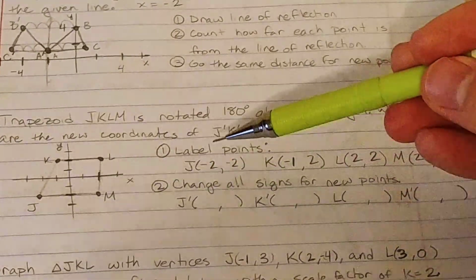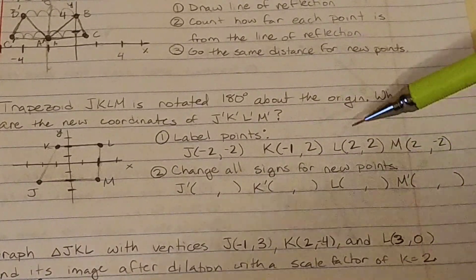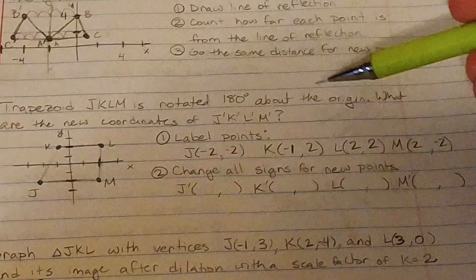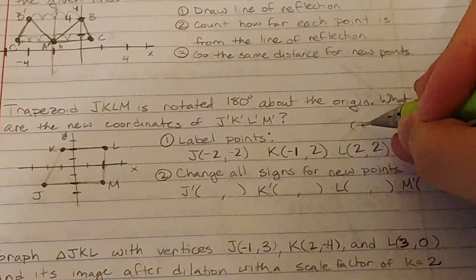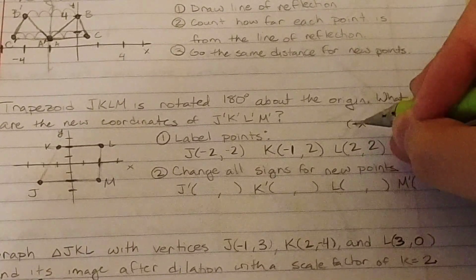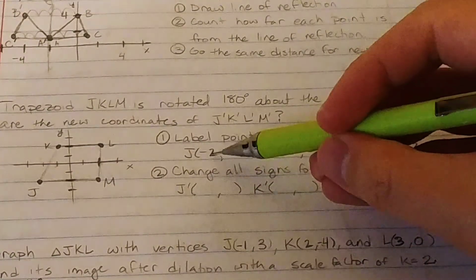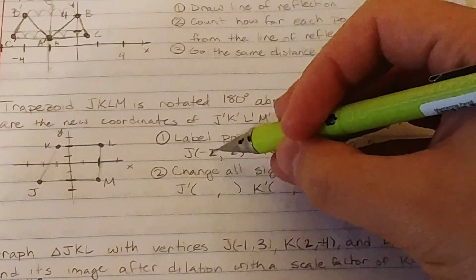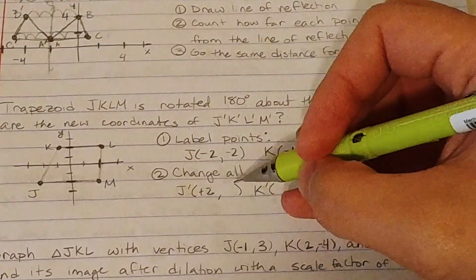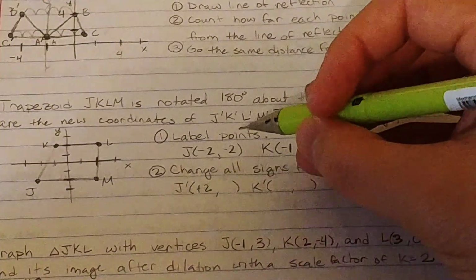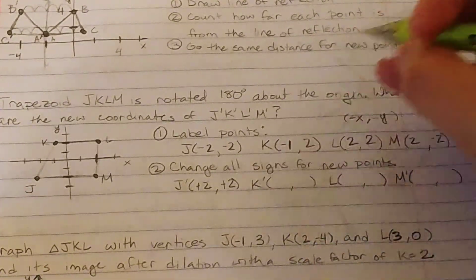And for the second step, it says change all signs for new points. When it's rotated 180 degrees, all we have to do is change all the signs, because it's going to be -x, comma, -y. Here, this is a -2, so we're going to make it a +2. You don't need to put the positive, but I'm putting it just so you know that we're changing it. Here we have a -2 as well, and change the sign, becomes positive.